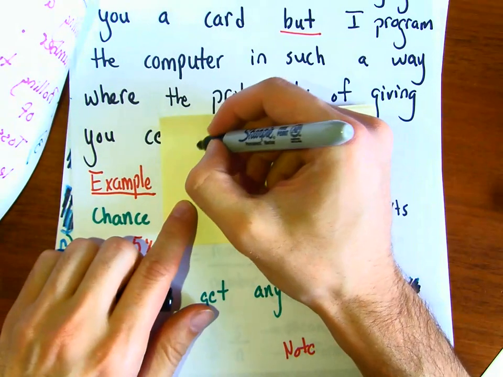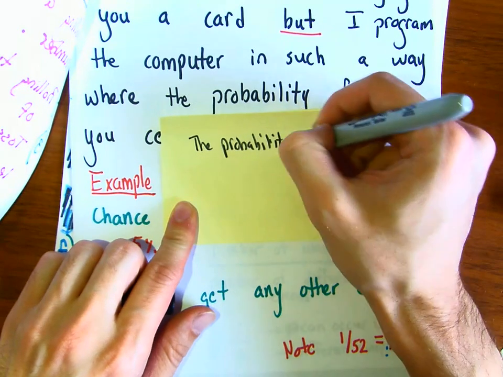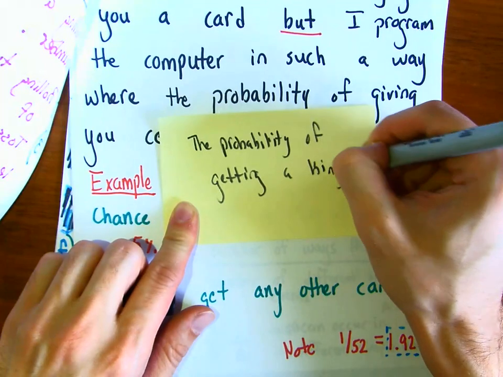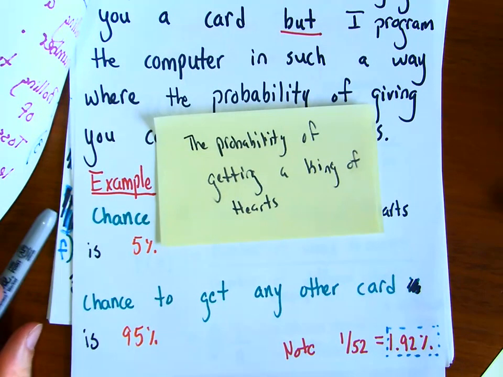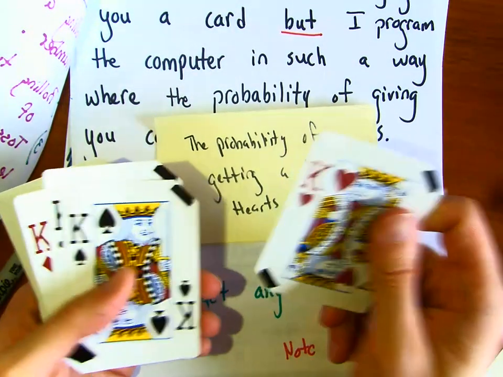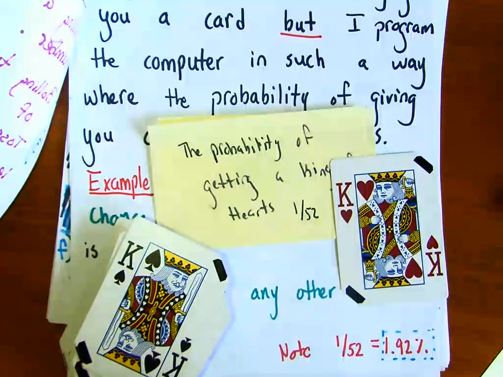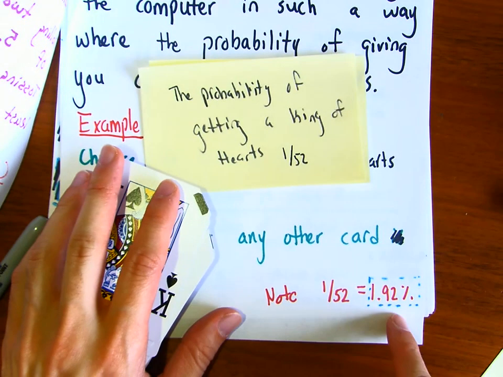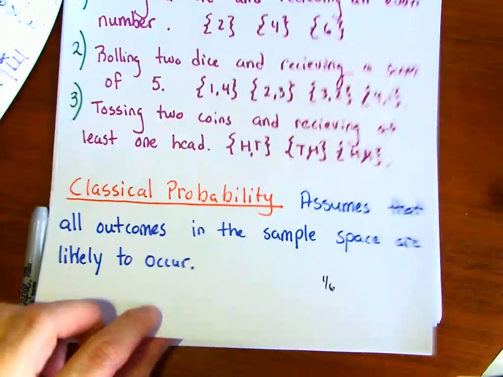What's the probability of getting a king of hearts? Let's say I have a deck of cards and I want to get the king of hearts. What is the chance of getting this king of hearts? It'll be 1 out of 52 because there's only one king of hearts. And notice, what is 1 over 52 as a percent? It's 1.92%. So notice right now we're in a world of classical probability.